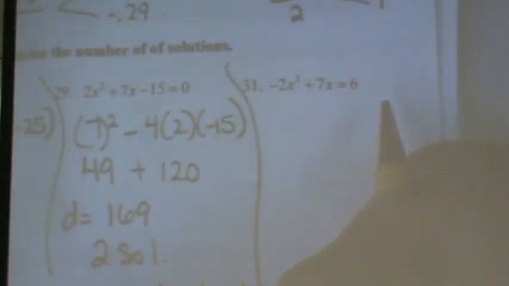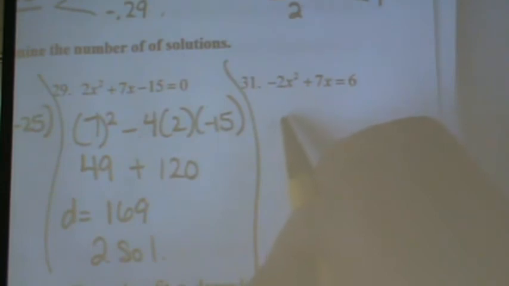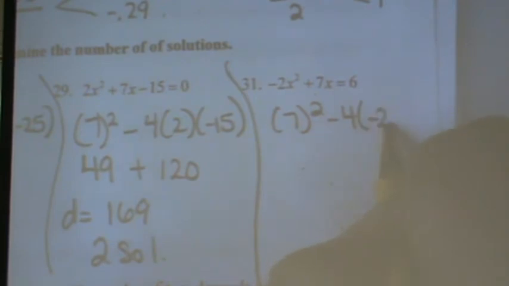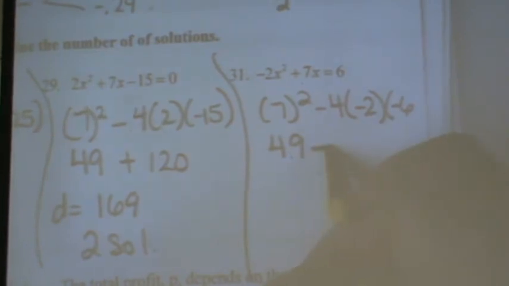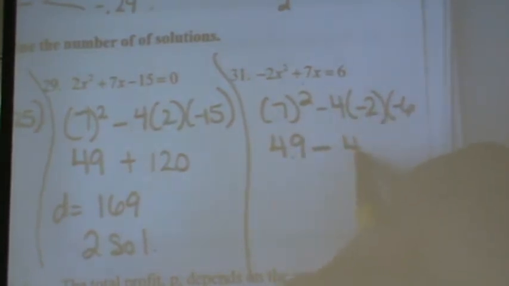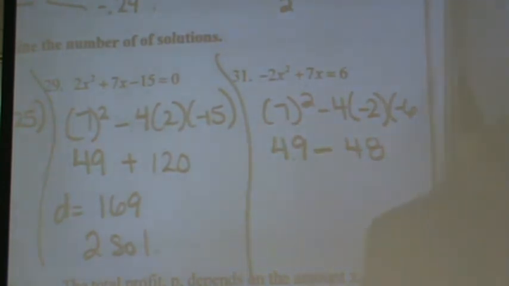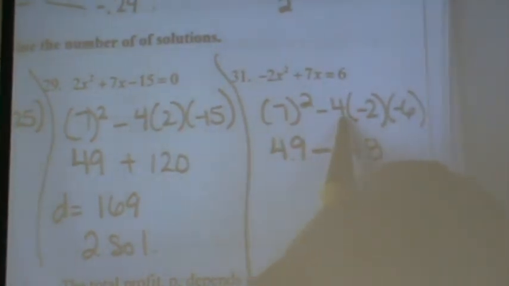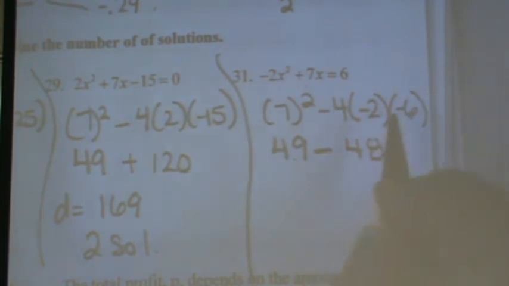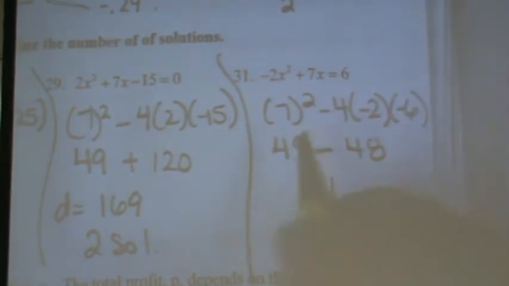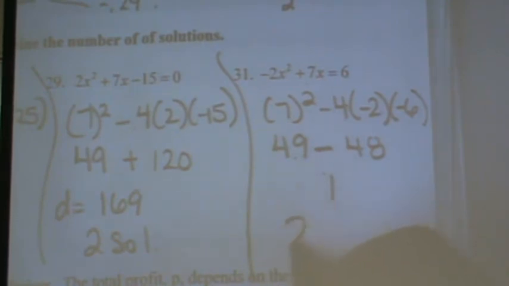And the last one, the c value is negative 6, don't forget. So it's 7 squared, that's the b value, 7 squared minus 4 times a times negative 6. This is going to be 49, and this is going to be a minus. 8 times 6 is 48. And it's definitely a negative because negative, negative, negative is negative. 6 times 8 is 48. And 49 minus 48 is 1, and so it's a positive number, so there's going to be two solutions.